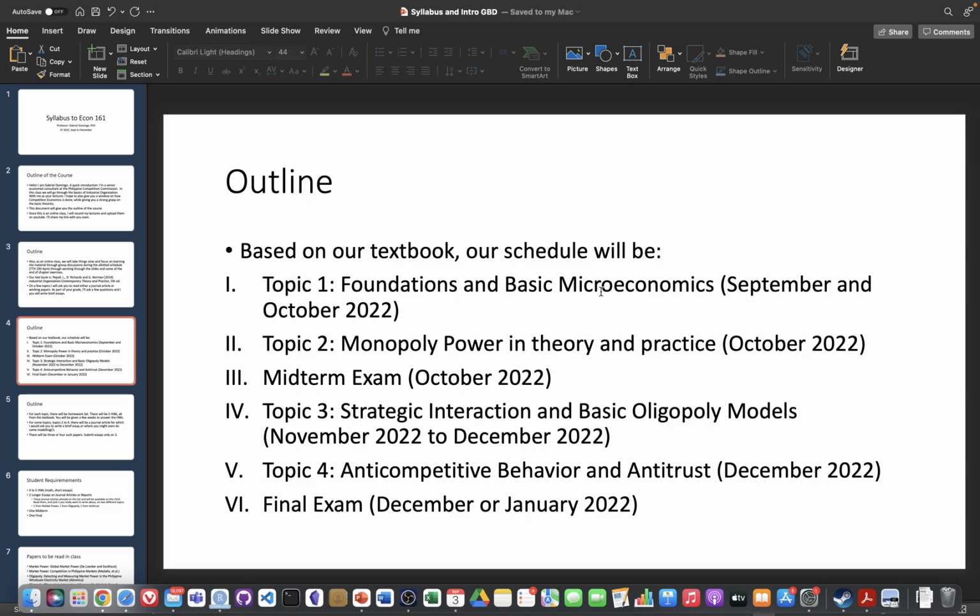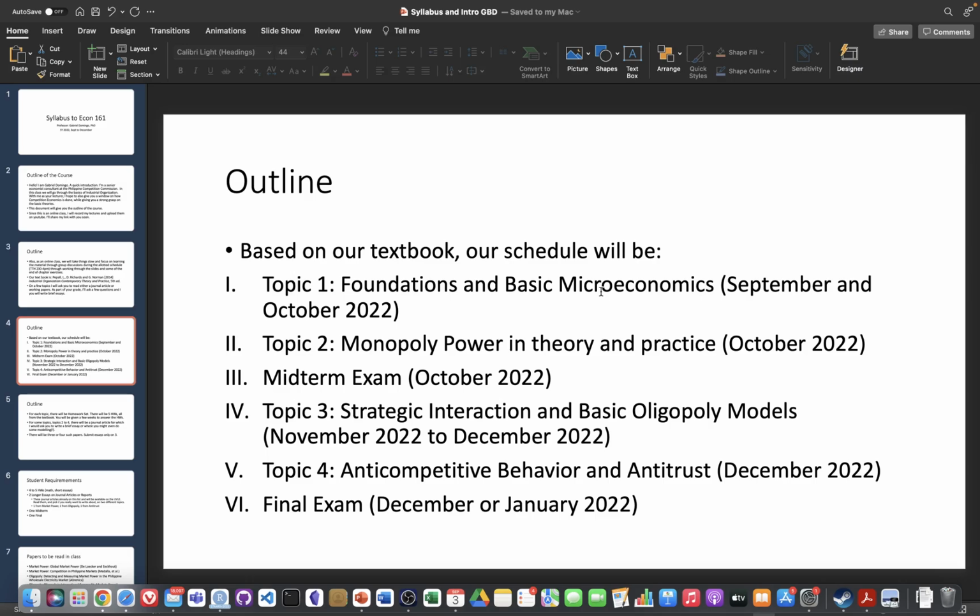Then is the second part of the class, right? In November to December, we'll be talking about strategic interaction and basic oligopoly models. So you need the first two in order to really appreciate topic 3. A lot of our work at the commission revolves around these basic oligopoly models and principles of market power. And finally, we will talk about anti-competitive behavior and antitrust. Not too long, we'll just talk about the Philippine setting and some interesting papers on cartels and abuse of dominant behavior, which are the two main sort of conducts that we're looking for in antitrust.